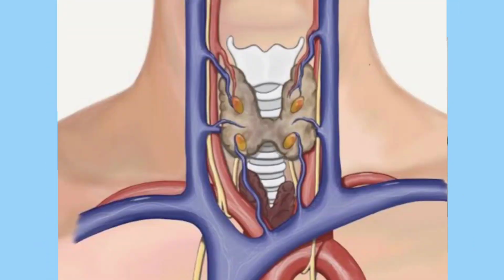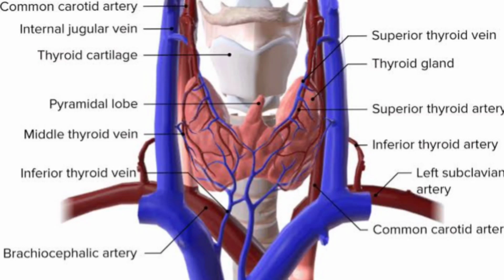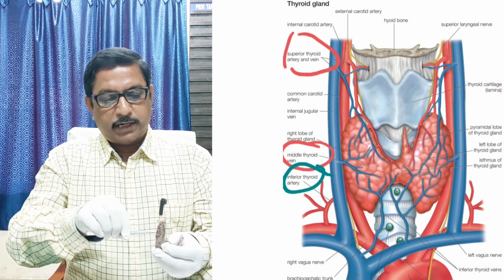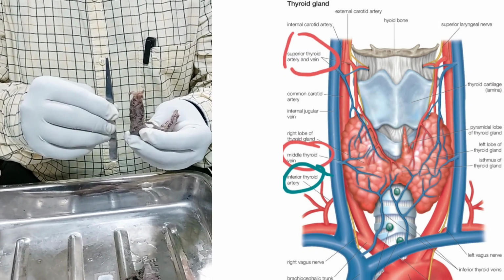Regarding the venous drainage of the thyroid gland, the veins do not accompany the arteries. There are superior thyroid artery and superior thyroid vein, inferior thyroid artery and inferior thyroid vein, but there is a middle thyroid vein and no middle thyroid artery. The superior thyroid vein drains into the internal jugular vein. The middle thyroid vein also drains into the internal jugular vein, crossing the lateral surface of the gland.